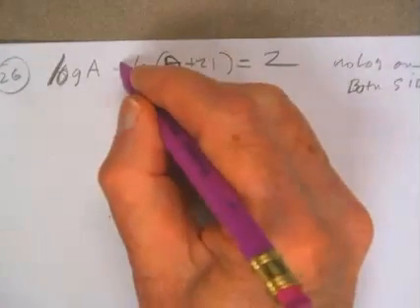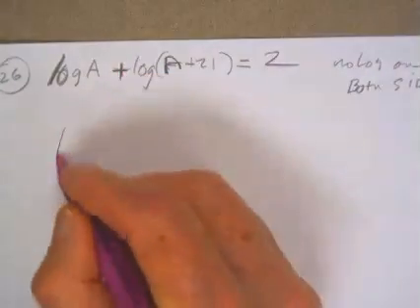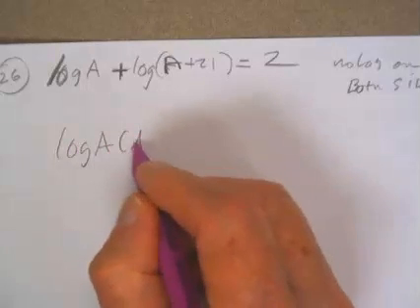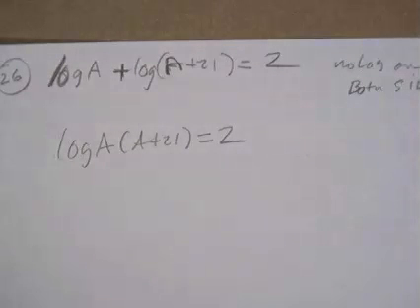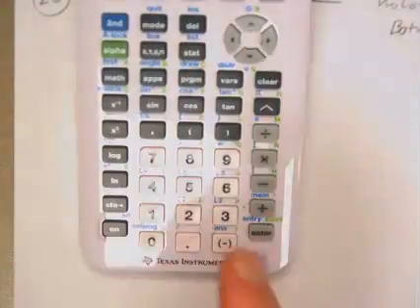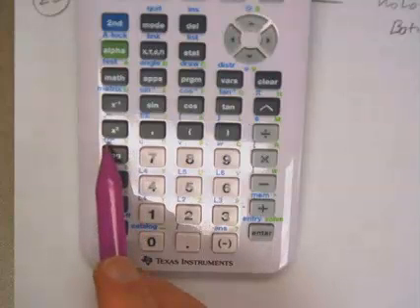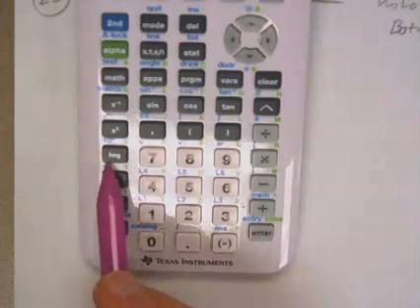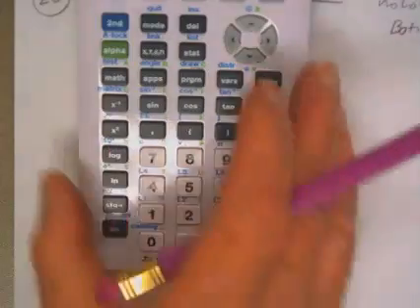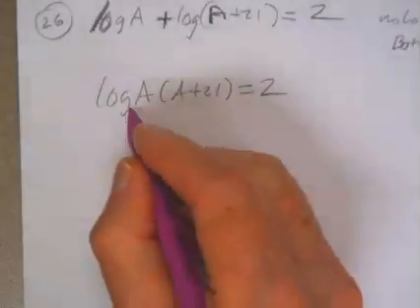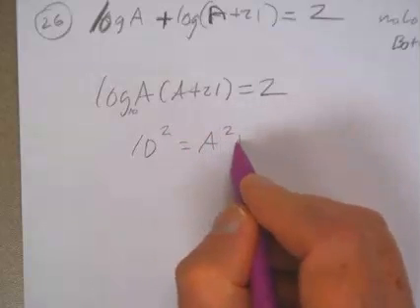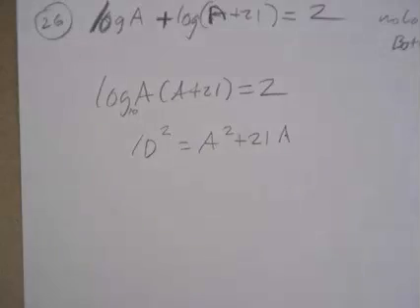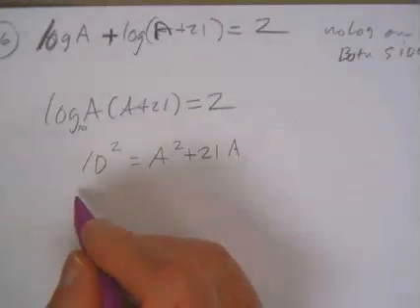But first, because this is a plus, we've got to do the power property. So I need to see the log of a squared plus 21a equals 2. And notice there's not a base written. That's because when there's not a base written, we're supposed to realize it's 10. So look right here, there's the log, and it says 10 right above it on your calculator. So 10 is the base, 2 is the power, and a squared plus 21a is the answer. And this is 100.